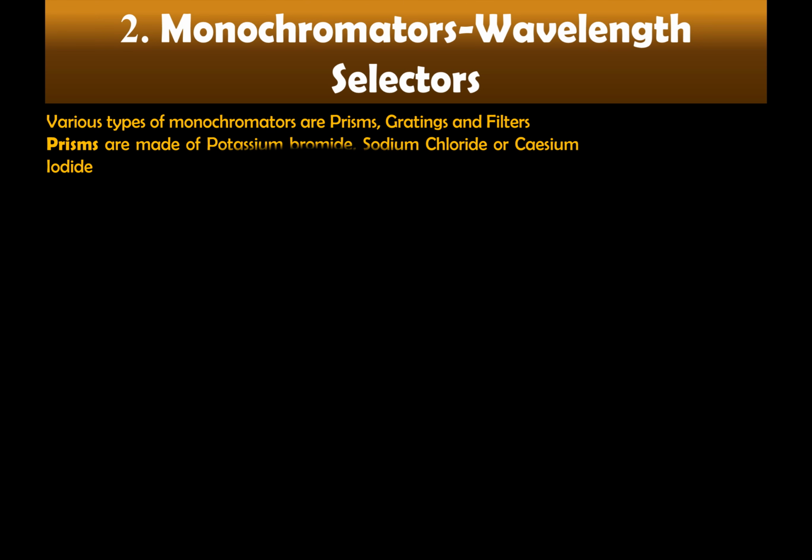Now the monochromators or the wavelength selector is the second integral part of an IR spectrophotometer, and these are prisms, gratings and filters. Prisms are made, as I said, either of potassium bromide, sodium chloride or cesium iodide. Mostly they are made of KBr or NaCl. Cesium is better quality, of course.